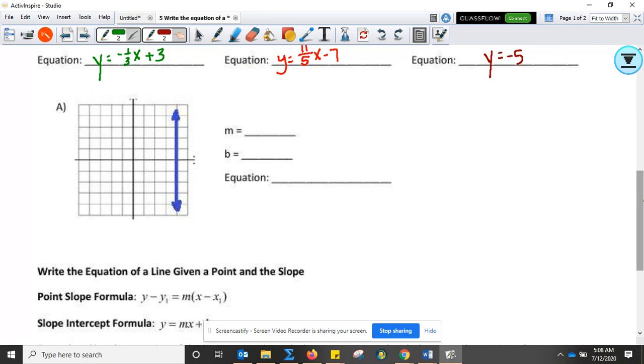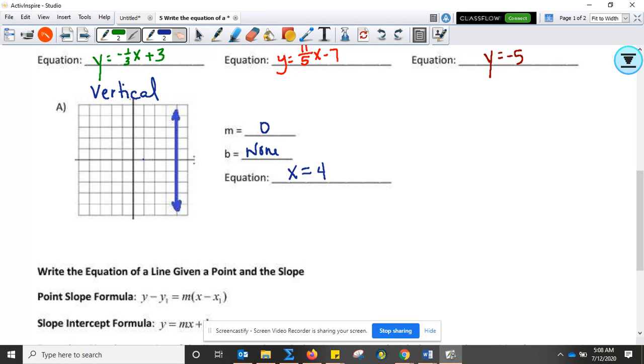Now, for A down here, okay? What is the slope of this line? It's a vertical line. Vertical lines, the slope is undefined. Oopsie. So it's a vertical line. Vertical lines are always up and down. My y-intercept, we don't have one. None. Because it doesn't cross that y-axis. So when you have a vertical line, it's always going to be x equals whatever x it intercepts. 1, 2, 3, 4. X equals 4. And that's the equation of that line.